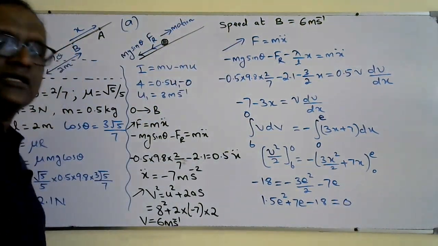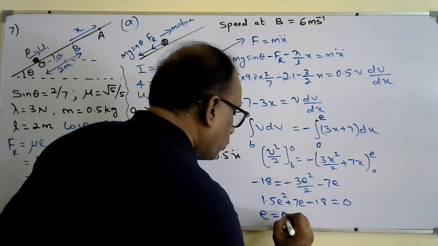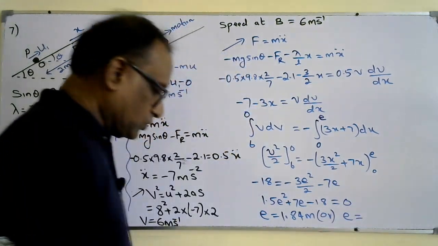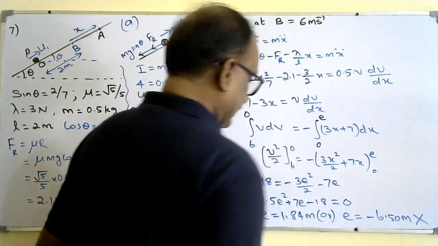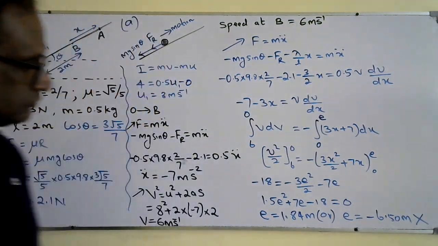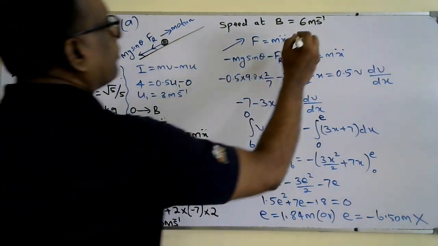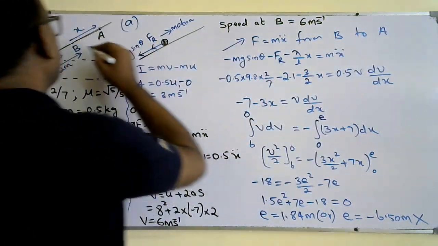Again, a quadratic equation. Solve it using your calculator. You will get the values for e: e is equal to 1.84 meter, or e is equal to minus 6.50 meter. But extension cannot be negative, so the answer is 1.84. We got the same answer when we used the energy equation also. So this is for B to A, I am using this equation from B to A.